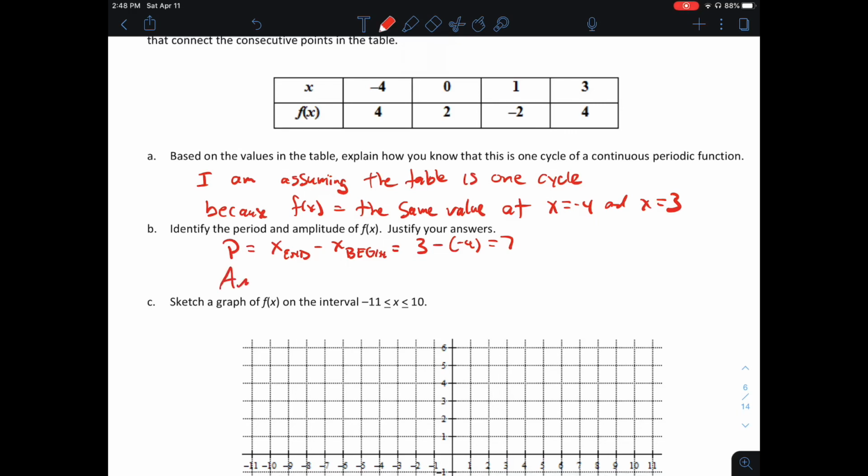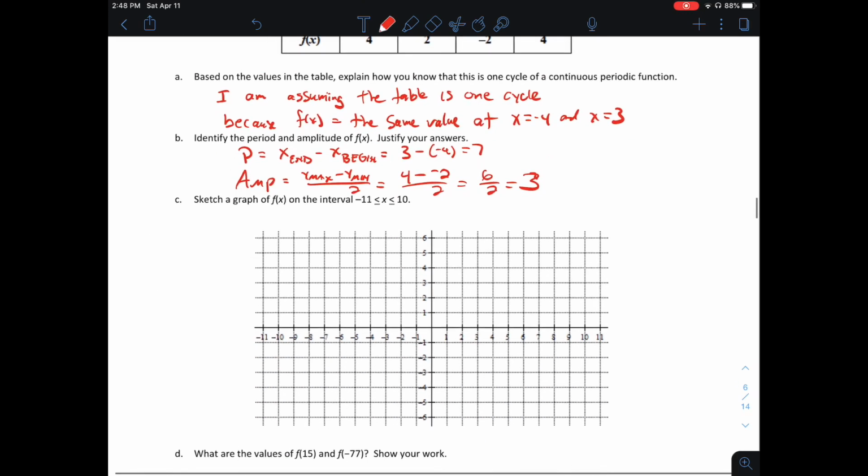For the amplitude, if I was going to use this formula, I would say it's the maximum value for y, subtract the minimum value for y, and then divide that by 2. Biggest value for y here I see is 4. Smallest value for y I see is -2. So that's 6/2. So we're thinking the amplitude for this is going to be 3. Once we see the picture, that'll be obvious to you.